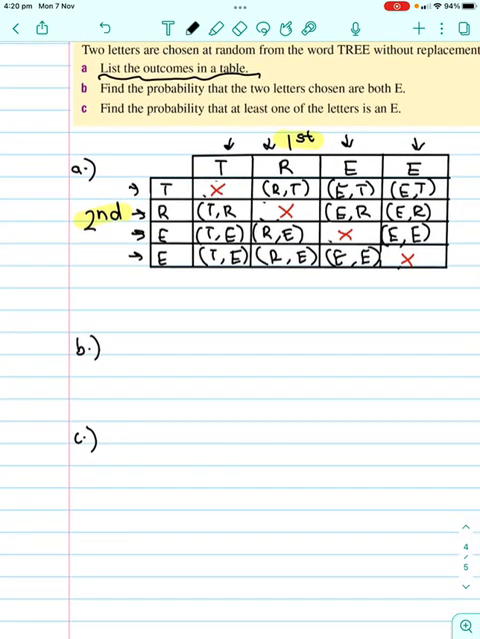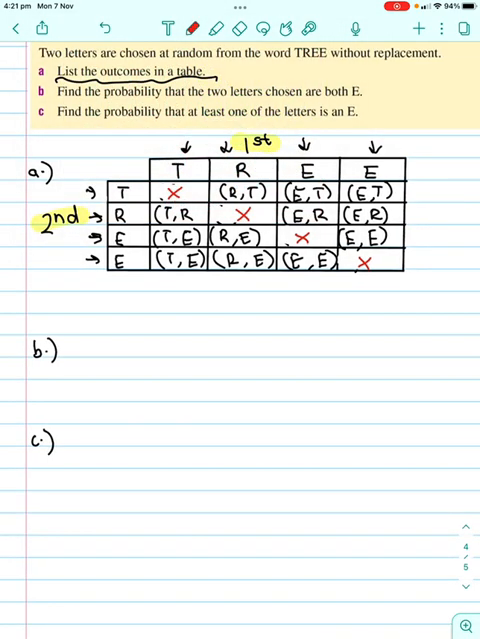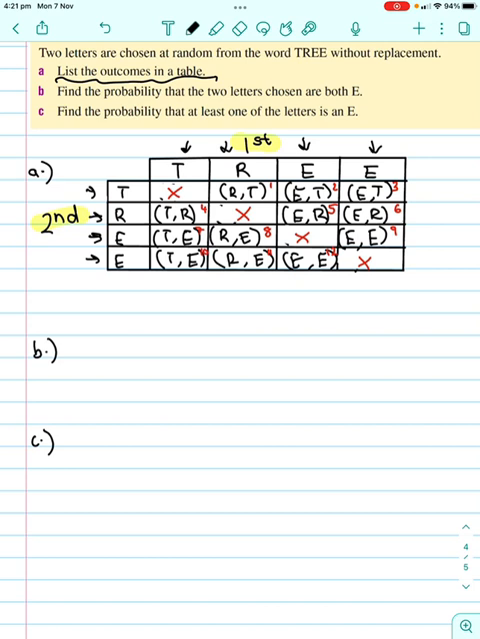We want to find the probability that the two letters chosen are both E's. So what I'm going to do is go through and count how many different options I have. I'm going to do these just in red in a little corner. So 1, 2, 3, 4, which I forgot to shut brackets, which is naughty of me, 5, 6, 7, 8, 9, 10, 11, 12. So there's a total of 12 options for this experiment.